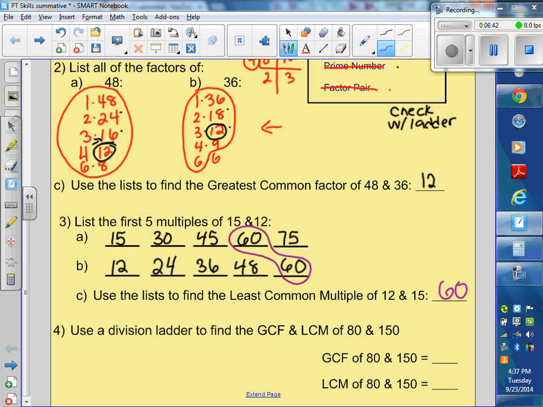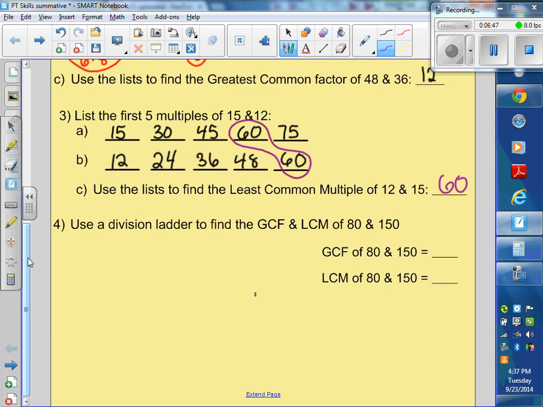Use a division ladder. That's next, problem 4. So find the least common multiple and the greatest common factor of 80 and 150. This is a much quicker method than doing the lists. But the lists are very meaningful, so it's nice to try both.